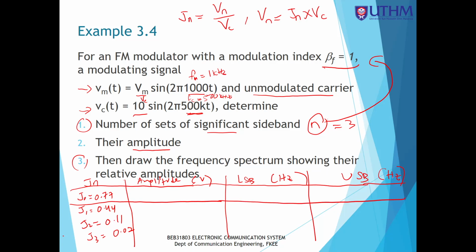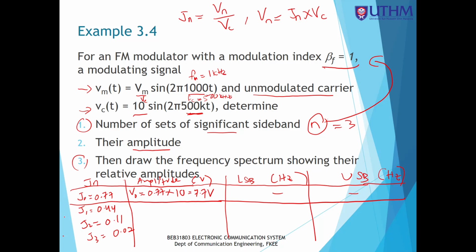Okay, for the carrier, the amplitude V0 is equal to 0.77 multiplied with Vc, which is equal to 10, given in the question. So this is 7.7 volt. And it is located at the carrier frequency, 500K. It is not lower sideband, it is not upper sideband, it is the center, which is 500K.